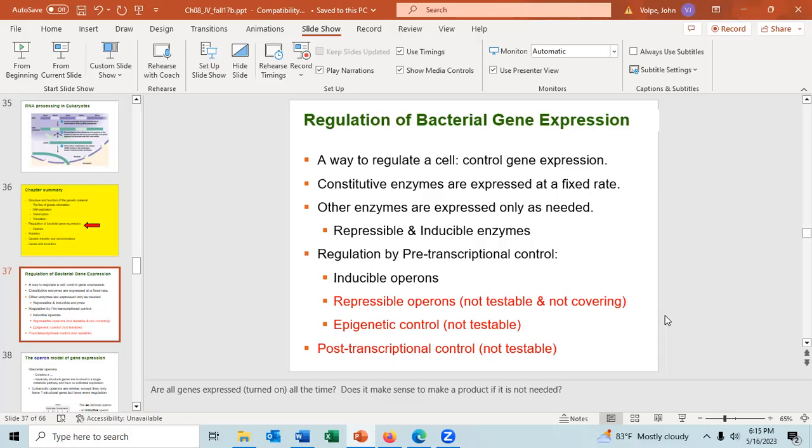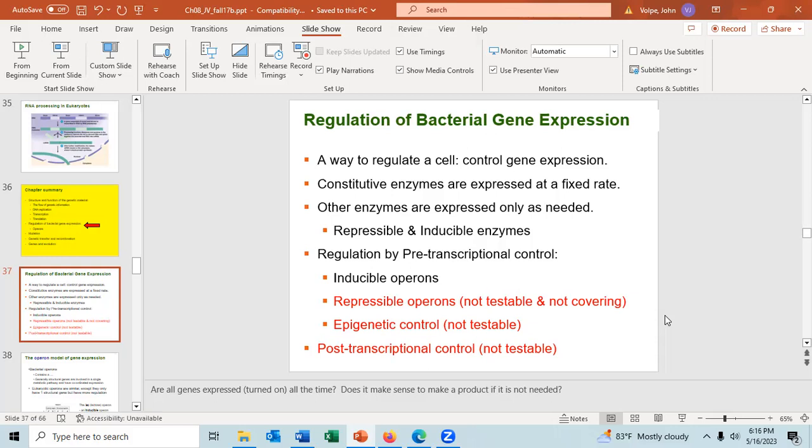There is other regulation. You can regulate by pre-transcriptional control, such as an inducible operon. You have a repressible operon, and we're not going to really talk about a repressible operon. You're not going to be tested on it. I'm not going to cover it. There's another way to regulate by pre-transcriptional control, and that is by epigenetic control. We're not going to talk about it, and you're not going to be tested on it. And it's something that even today, geneticists have a hard time explaining what's going on, where the cell controls the genes by epigenetic control.